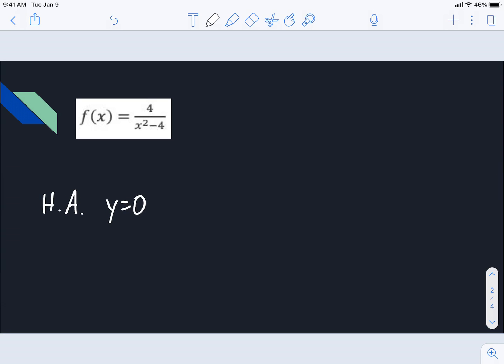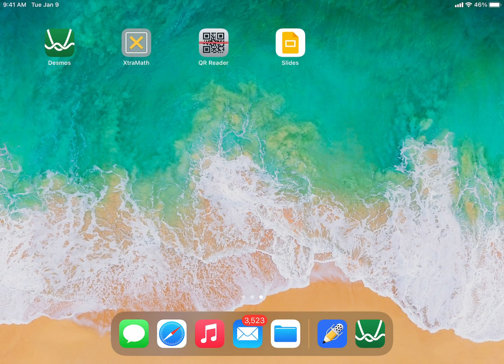Let's take a look at the graph. We can probably think, okay, when I plug in numbers that are really big, like big positive or big negative numbers, it's going to be 4 over a big number, and that's going to create a very small decimal number. And so it's going to get really, really close to 0. So let's take a look at that.